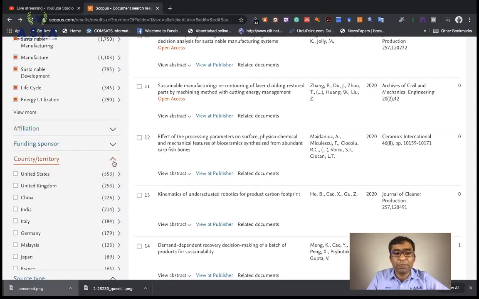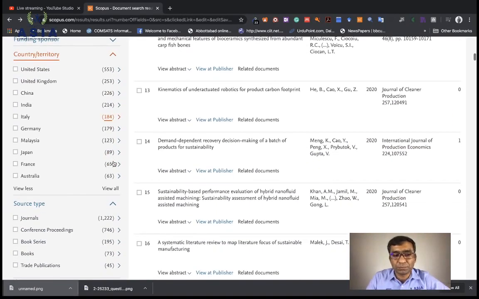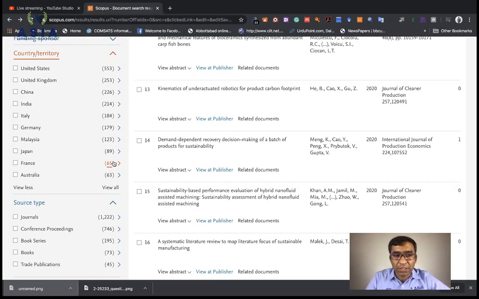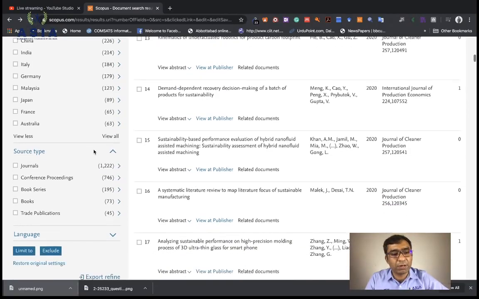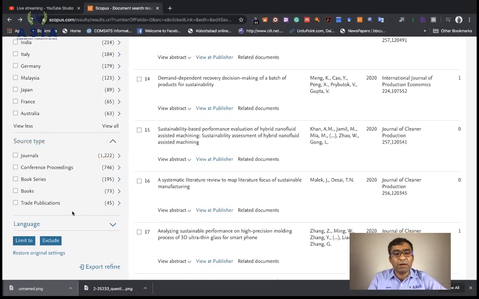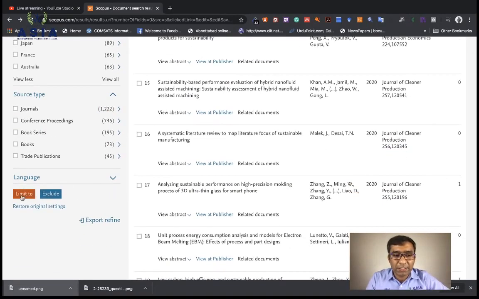And then important, countries. Okay, so the countries, very important. If you are looking for only few countries, you can do it. If you want to see more countries or all countries, you can just take it. Now I'm interested in all countries, so let's see. And now I limit my search to these options which I choose.